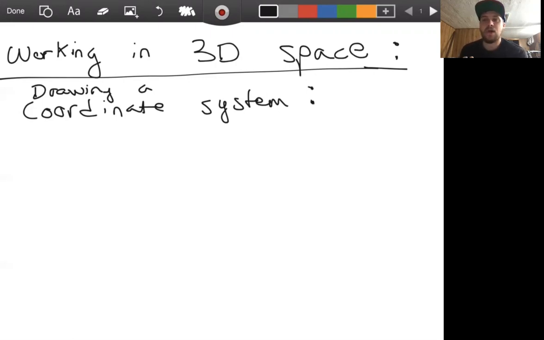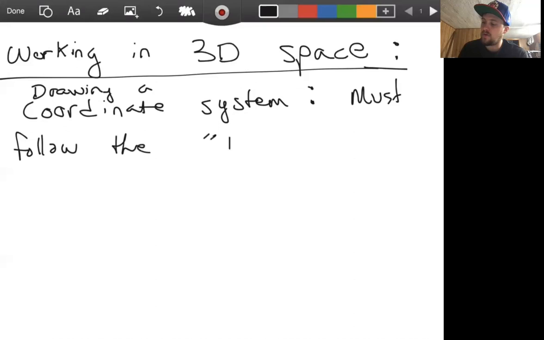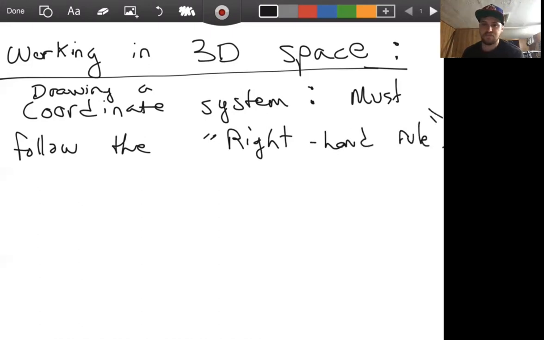Okay, and so there are many ways you can draw your coordinate system in 3-dimensional space, but it must abide by the right-hand rule. So your coordinate system must follow the quote unquote right-hand rule. Okay. And so let's look at a few examples of correct coordinate systems in 3-dimensional space.